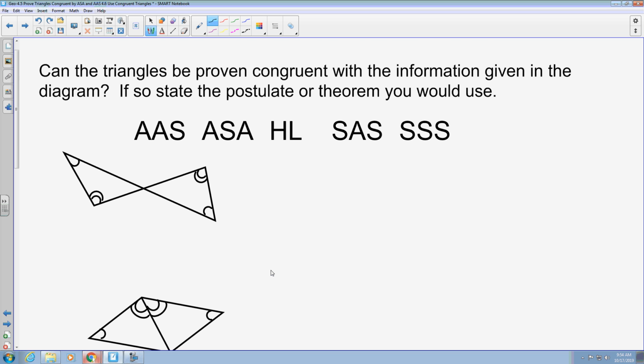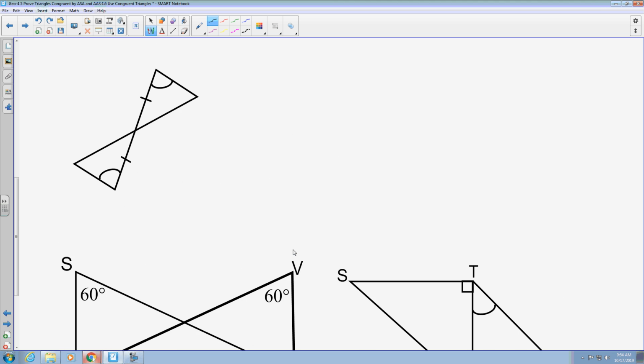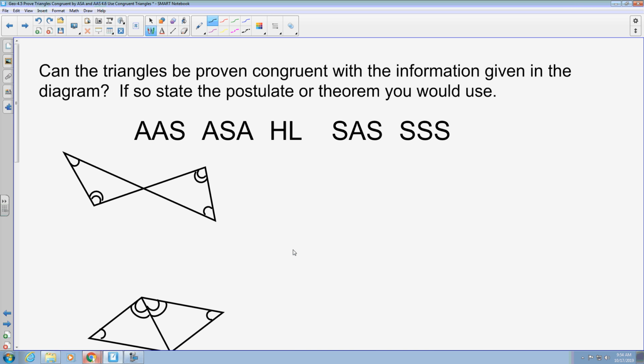So again, we have a series of diagrams to look at. We're going to be asked if we can prove congruence using any one of those. Looking at the first diagram, I'm just going to attach letters to each vertex. Let's call this A, we'll call this B, we'll call this C, we'll call this D, and we'll call this E. What I was asking you to do first is to establish what is given to you.